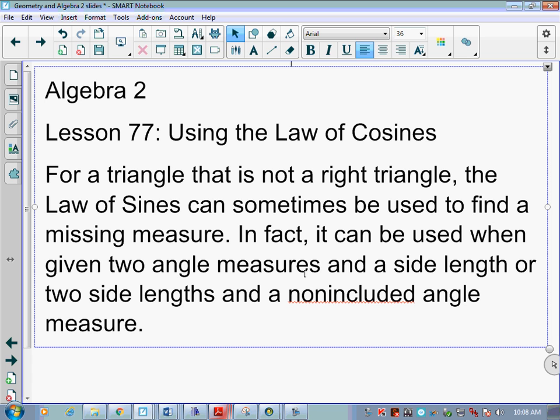So we've talked about using the law of sines in order to find either a missing side or a missing angle, right? So long as I have 3 out of the 4 bits of information, I should be able to find either a missing side or a missing angle. Okay. All right. Law of cosines is going to work a little bit differently.